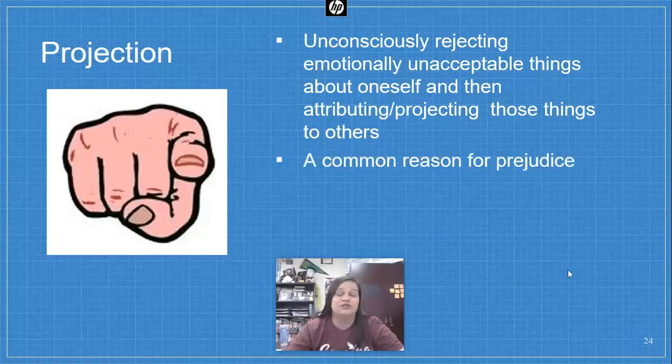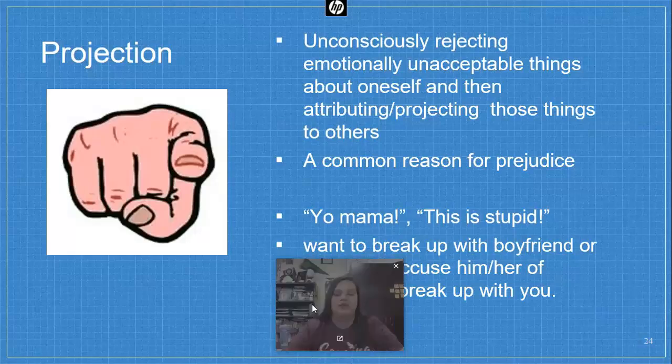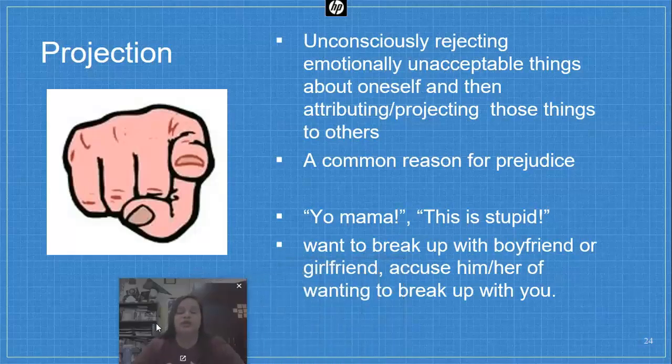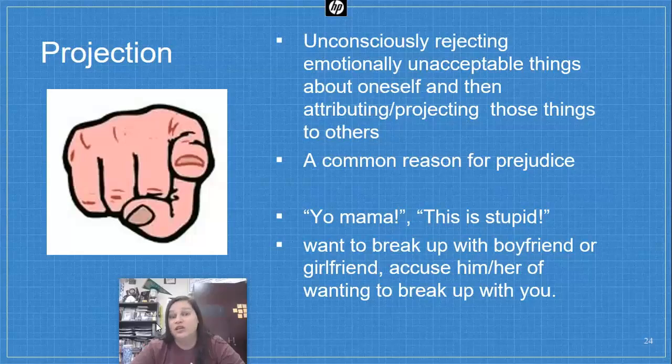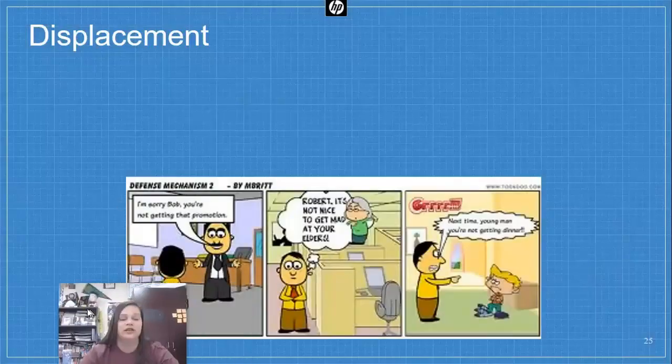A common reason for prejudice is we have bias in ourselves and then we reflect that as bias towards others. When we say something is stupid, maybe we're actually saying we're stupid. And another example here, jealousy. You want to break up with your boyfriend or girlfriend, but you accuse him or her of wanting to break up with you. So what you were accusing of somebody else are really your own feelings that you are projecting onto them. Displacement is our next one.